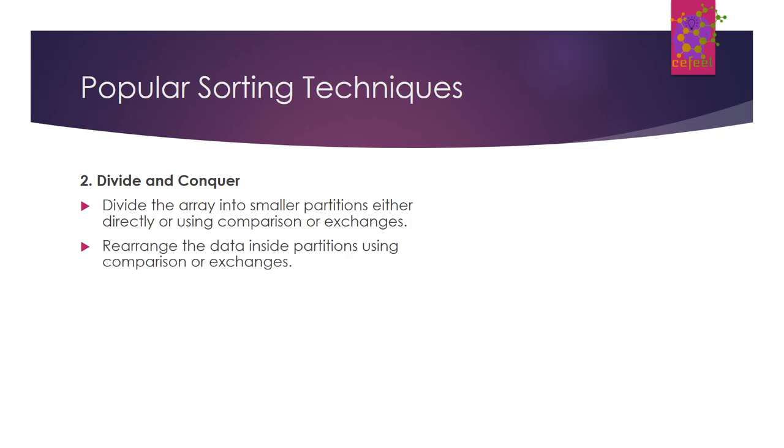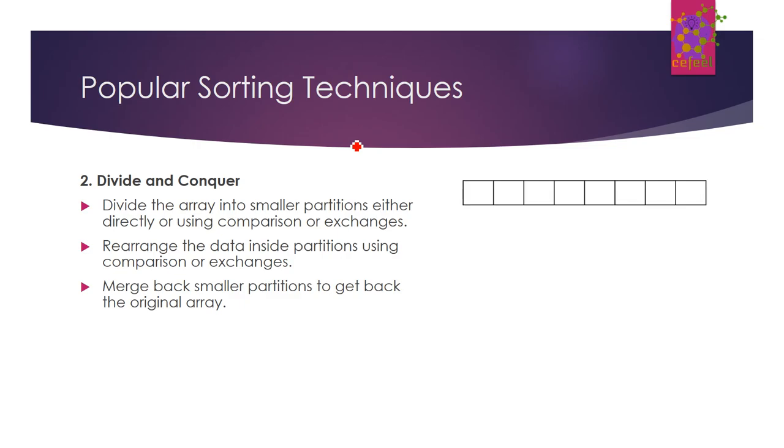So in some way we divide the array into small parts, and then once we have divided the array into small parts, we perform our operation. Which means we could exchange those items within the small partition, or we might have to rearrange those items inside the small partitions using basic comparison or exchanges. And once we are done with that, finally we do the merging operation. Since we divided the array into smaller parts, there is an operation where we again merge those smaller parts back to get our final array, and the final array is sorted. So here is how it looks pictorially.